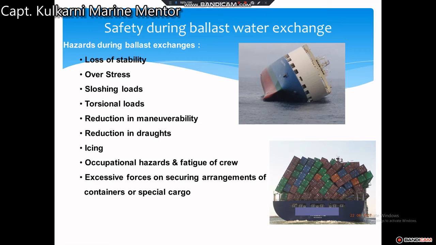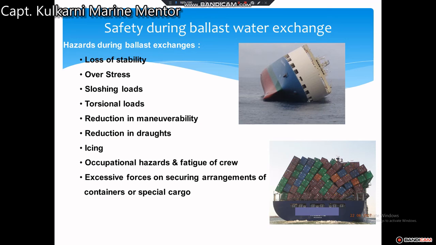Excessive forces on the securing arrangement of containers and specific cargo. In case of rolling or something, as shown in the bottom picture, the excessive forces should not let the containers be damaged. So we have to be careful, especially during the exchange of the ballast water.